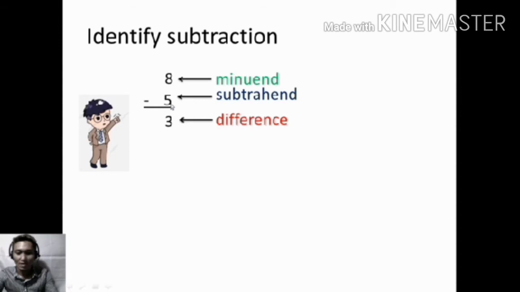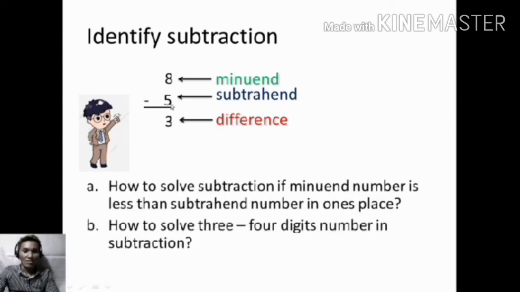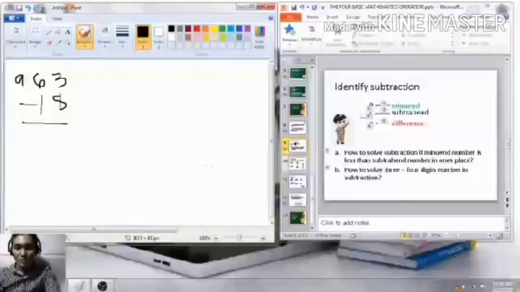Okay, next, so I have here the following questions. Letter A, how to solve subtraction if minuend number is less than subtrahend number in ones place. Letter B, how to solve 4-digit number in subtraction. A few moments later. Okay, children, let us find the answer, the letter A and letter B.